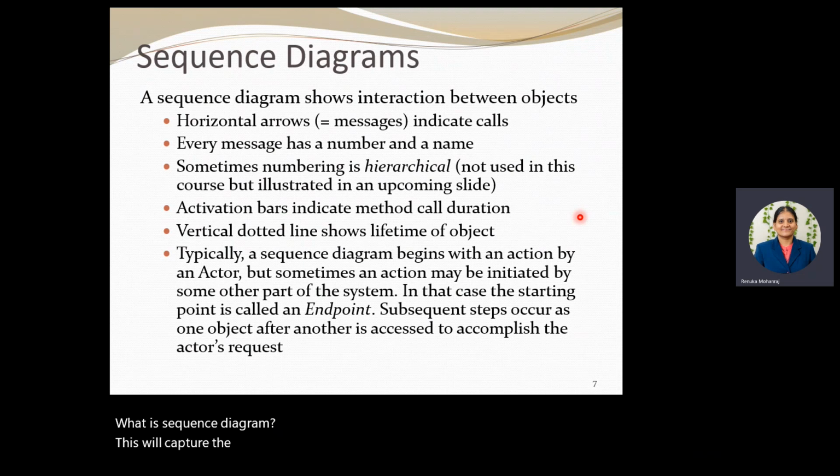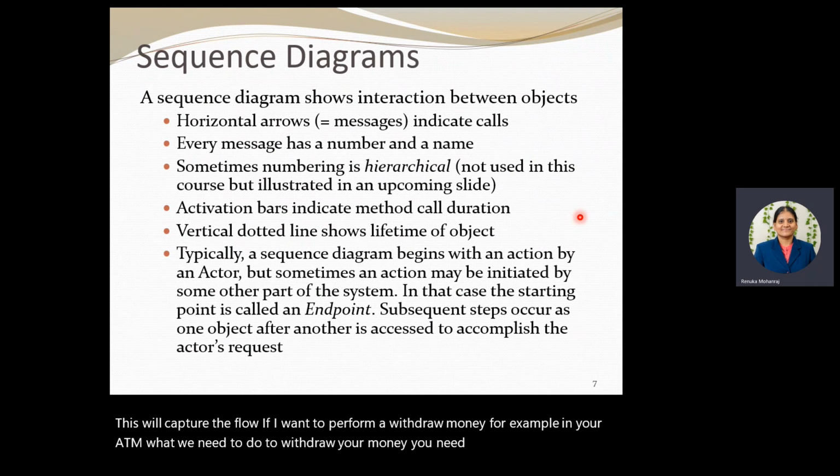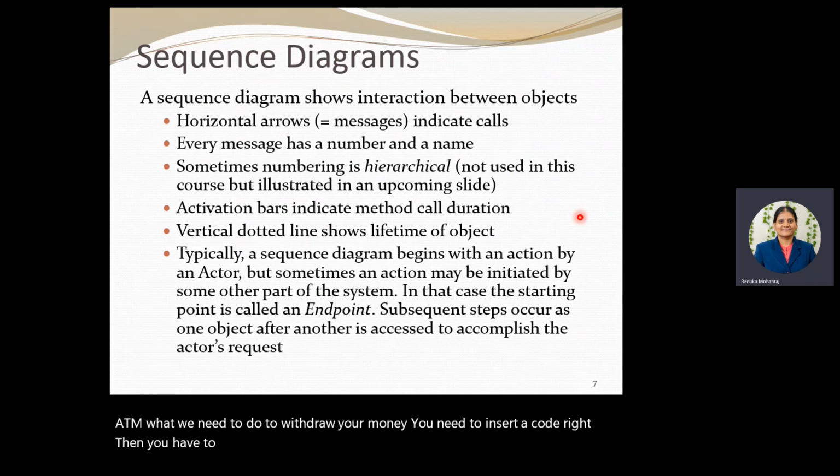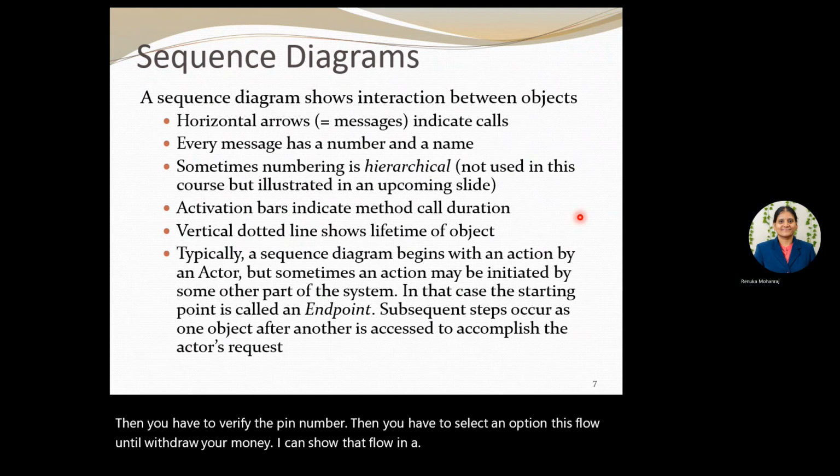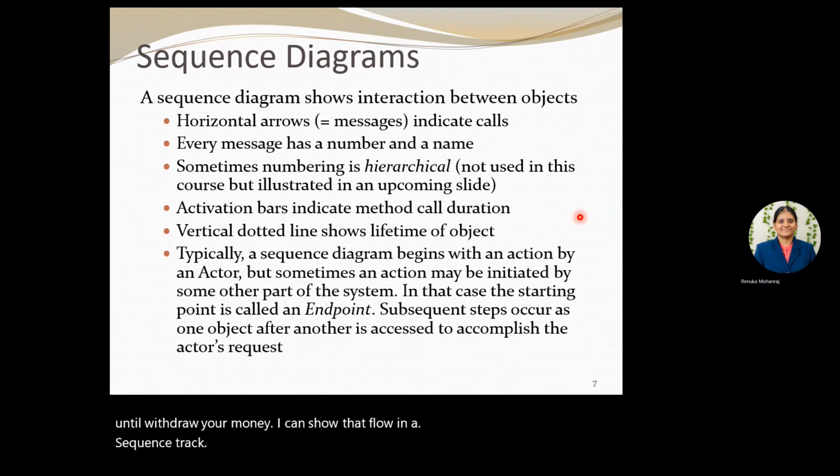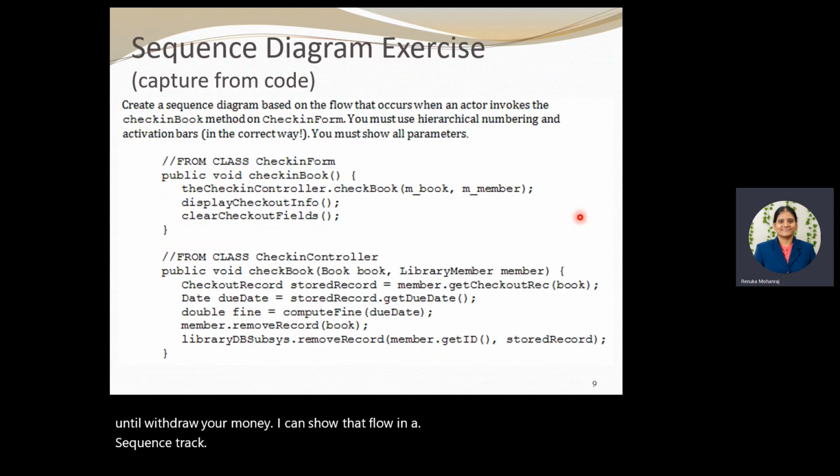If I want to withdraw money, for example, at your ATM, what do we need to do to withdraw your money? You need to insert a card, right? Then you have to verify the PIN number. Then you have to select an option. This is the flow until you withdraw your money. I can show that flow in a sequence diagram. Okay, so let's capture this scenario.